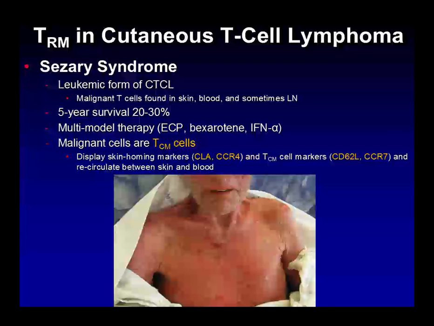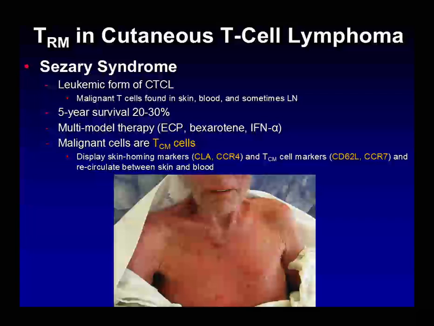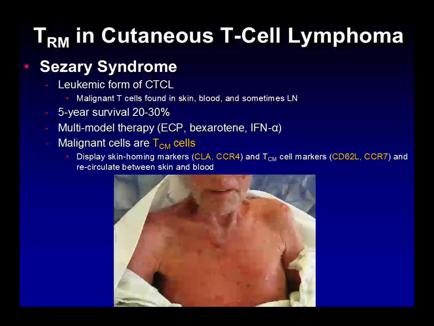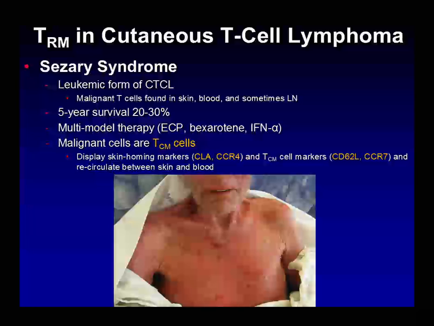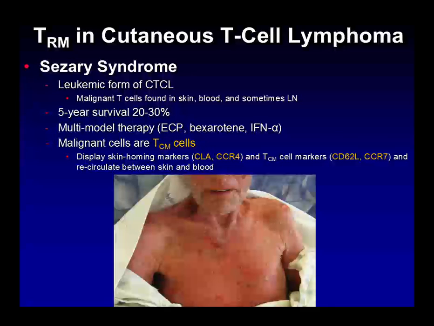Sézary syndrome, on the other hand, is the leukemic form of CTCL, where the malignant T cells are found abundantly present in the blood, in the skin, causing erythroderma, and often in the lymph node. This has a very poor 5-year survival of 20 to 30%. These patients require multimodal therapy. The regimen I have had the most success using and still use is extracorporeal photopheresis with bexarotene, which is a retinoid approved for this disease, and interferon alpha injections 3 times a week.